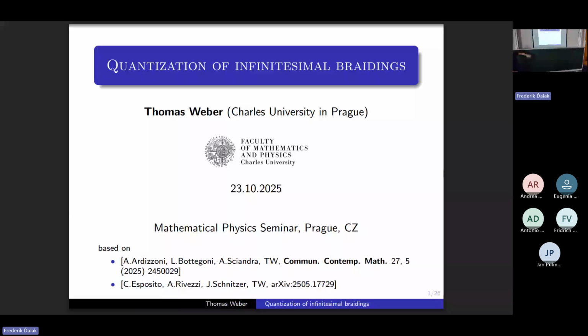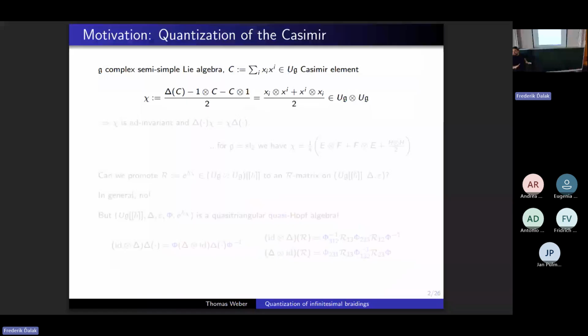And in the second paper that you see here, a preprint on the arXiv, we are currently trying to quantize them, so kind of get an honest braiding out of an infinitesimal braiding. That's the task of this talk. I will start the motivation with something very basic so that everybody is on board. Let's have a look at g, a complex semi-simple Lie algebra, and let's take a look at the Casimir element. This is this C that you can see here.